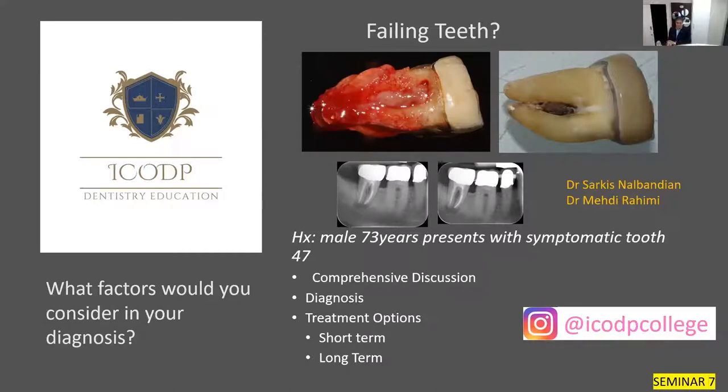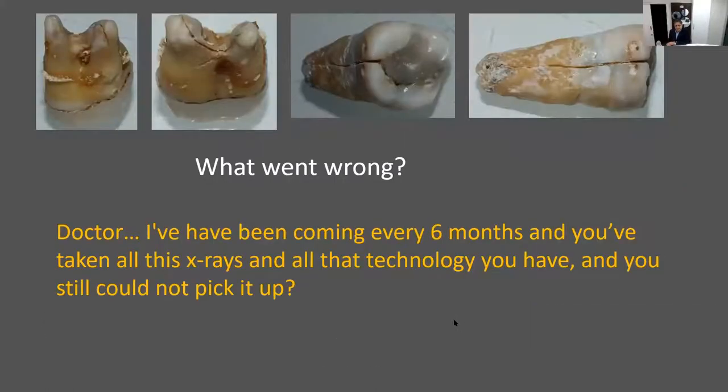So the problem we have is, how did this occur? How can we look at the situation in terms of diagnosis? What were the treatment planning options, both short-term and long-term? But more or less, not just for a particular patient, we'd like to talk about what can possibly go wrong in this case. So when we go to the next slide, here's a typical question the patient will ask.